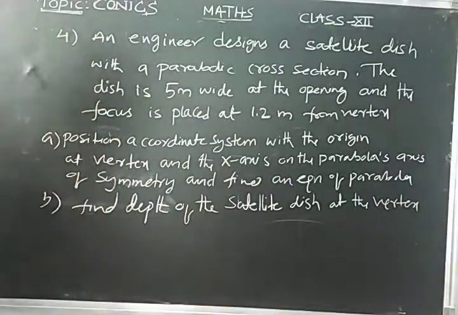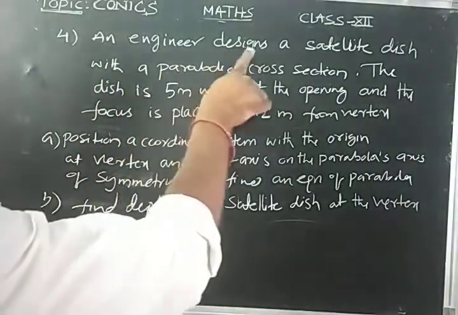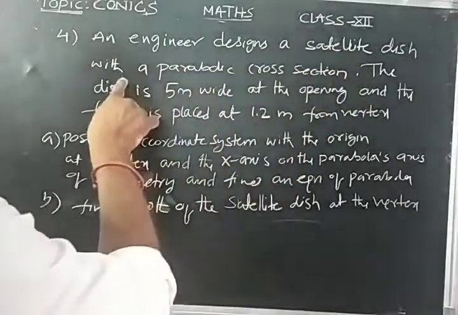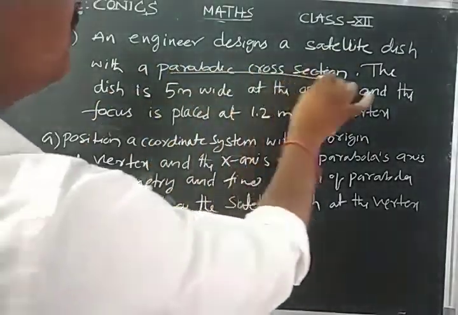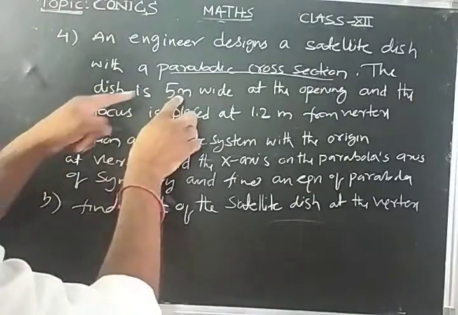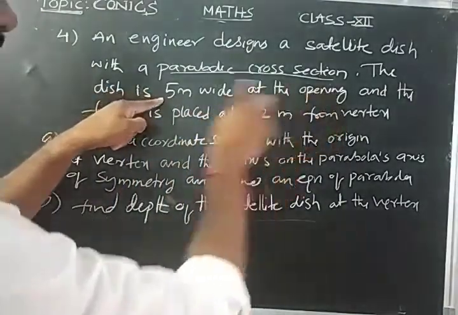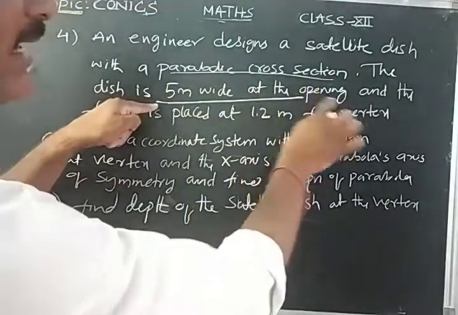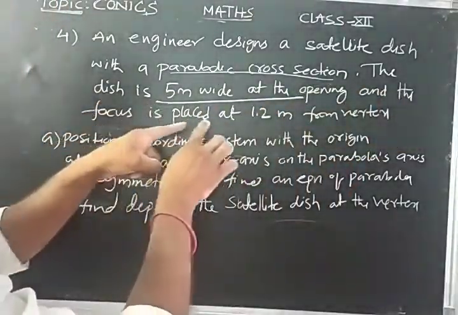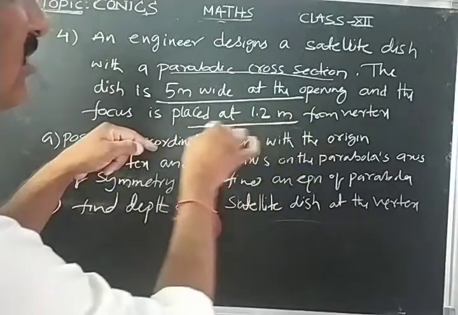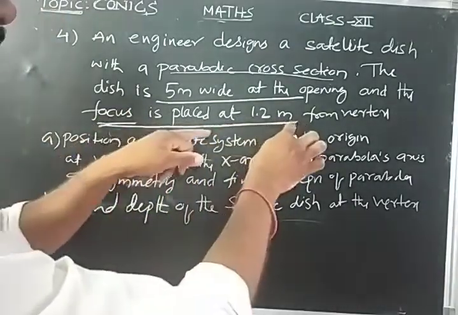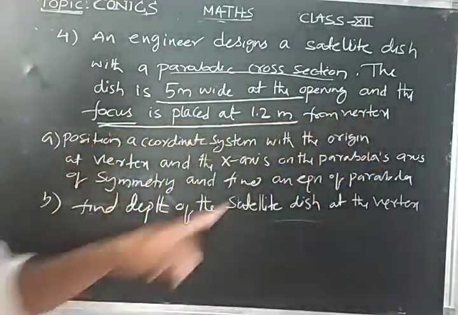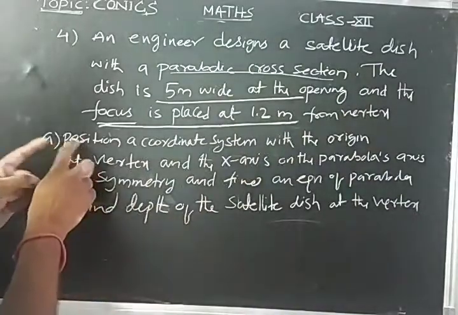Now see question number 4. An engineer designs a satellite dish with a parabolic cross section. The dish is 5 meters wide at the opening, and the focus is placed at 1.2 meters from the vertex. Here we have two questions.